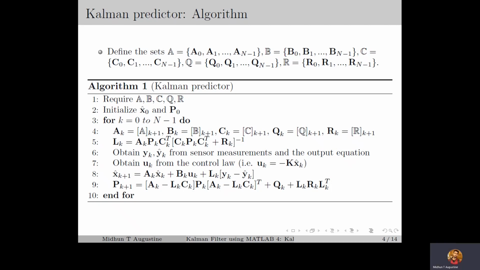Now, using all this information, we compute an estimate of the next state xk plus 1 hat and the variance Pk plus 1 using the Kalman predictor equation and the difference Riccati equation. This will be repeated at each time instant k until the end of the time horizon N. The Kalman predictor algorithm basically gives an estimate of the state vector in terms of its expectation and variance.